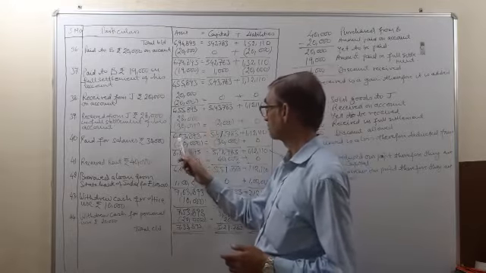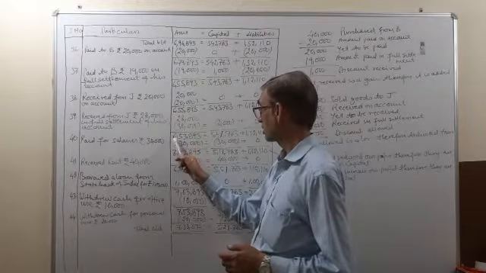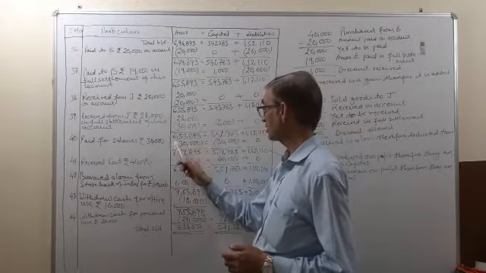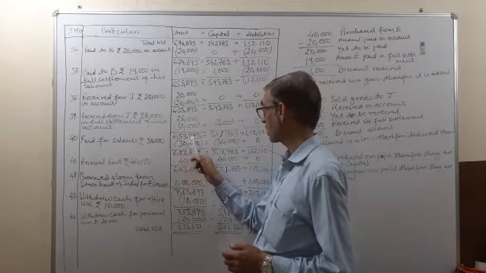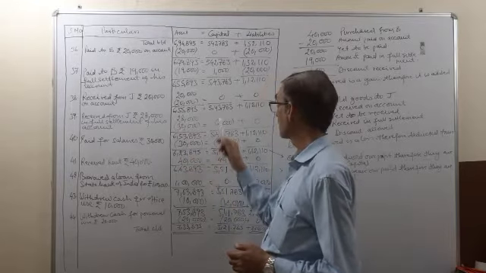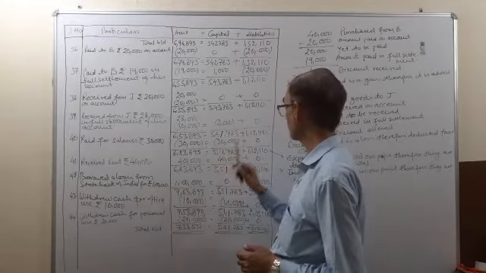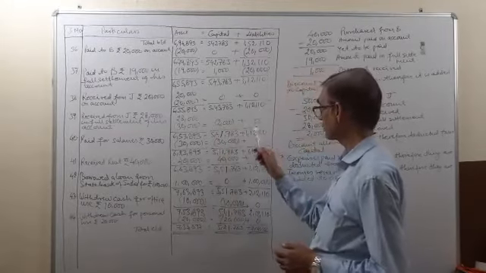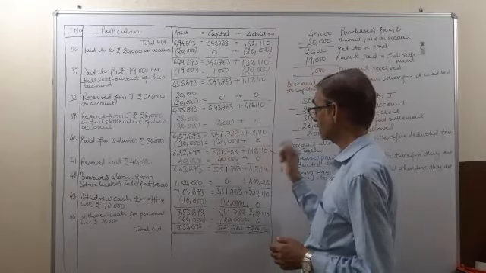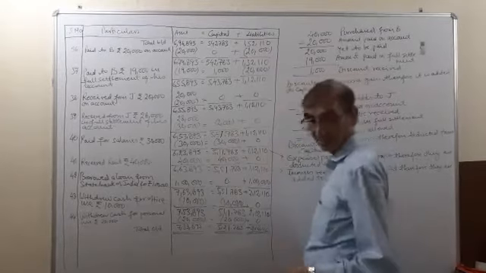So here the asset after this transaction will be 6,53,893. Our capital will be 5,41,783 and liabilities will be 1,12,110. Is it clear to all of you?